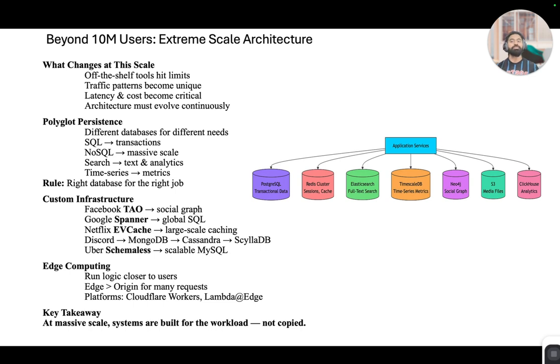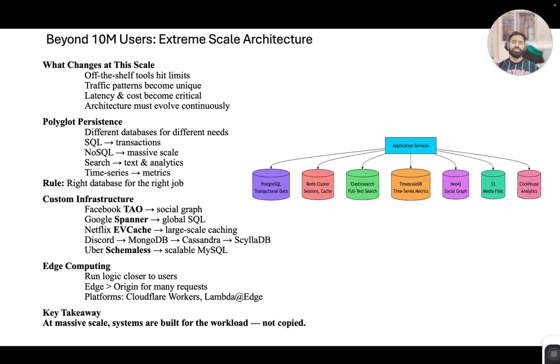Now, beyond 10 million users, that is extreme scale architecture. Once your system crosses 10 million users, you are no longer just scaling, you are inventing. At this level, many off-the-shelf tools start to break down, and companies begin building custom infrastructure.